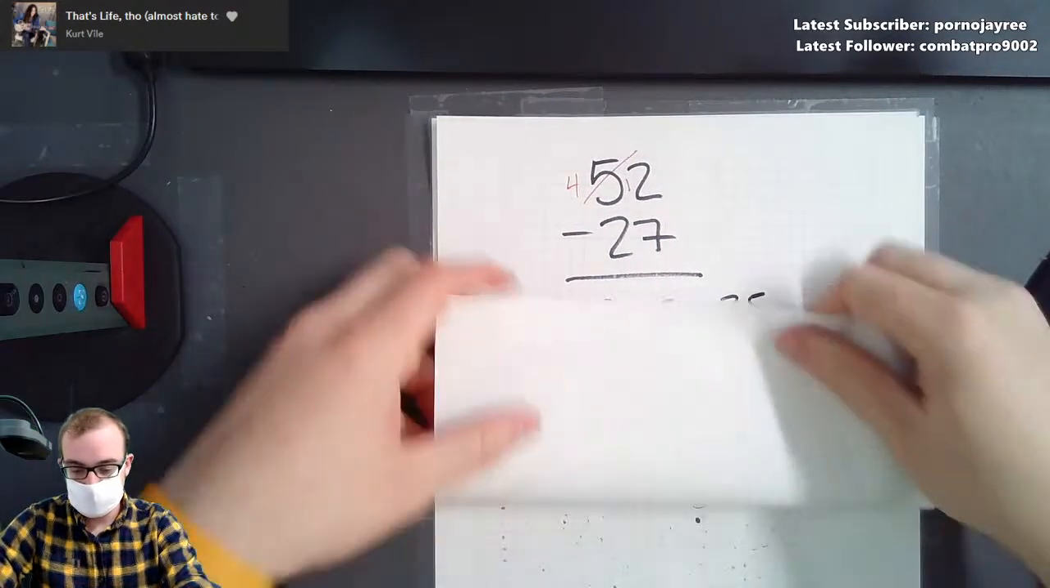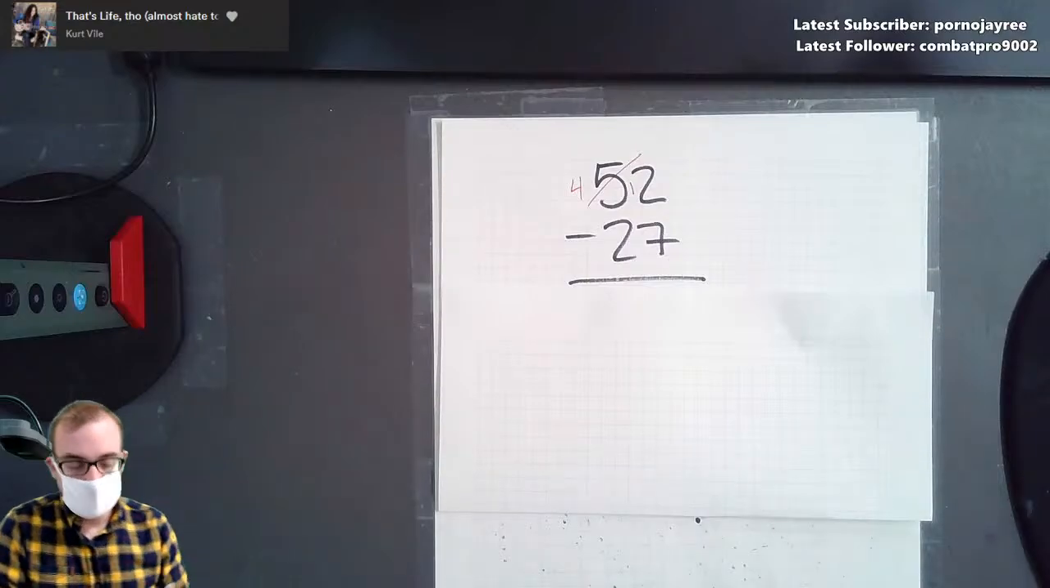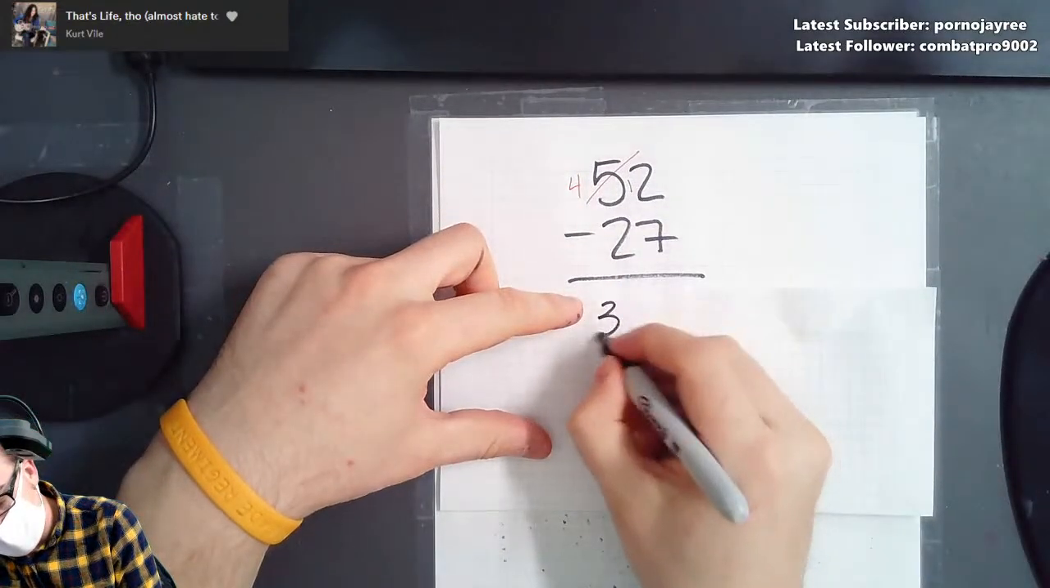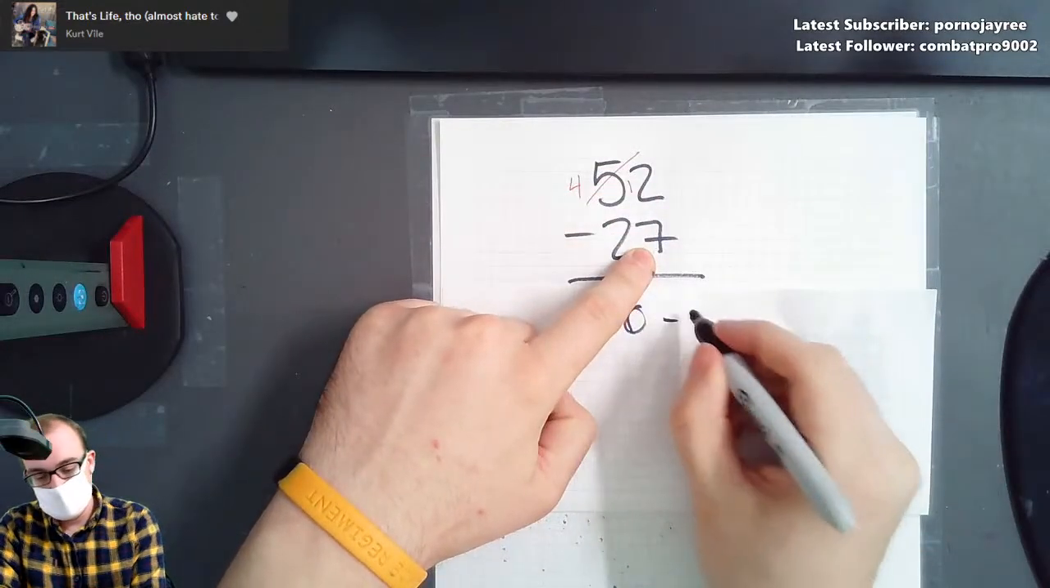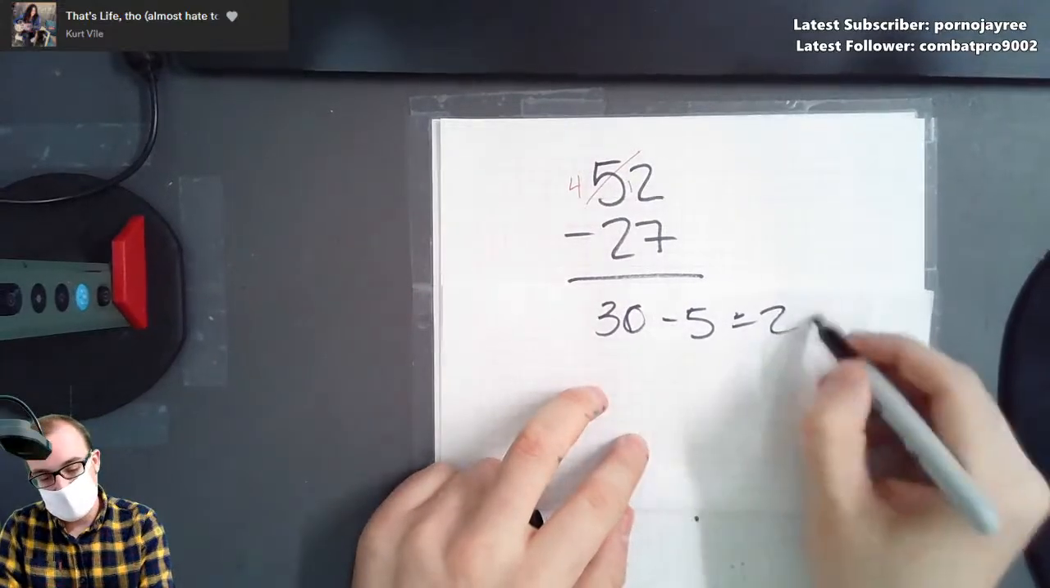Josh's method. Don't borrow. 50 minus 20, 30. 2 minus 7. Well, it's 5. It's negative. 25.